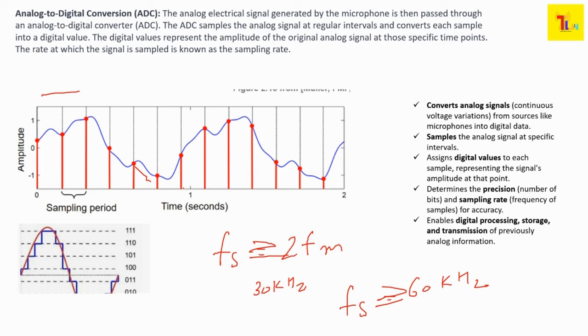Suppose this is 1 second. How many samples have we taken? 1, 2, 3, 4, 5, 6, 7. That is just an example, not always true, because here we are taking 60 kilohertz sampling. 60 kilohertz means 60 into 10 to power 3 samples per second we are taking, right?